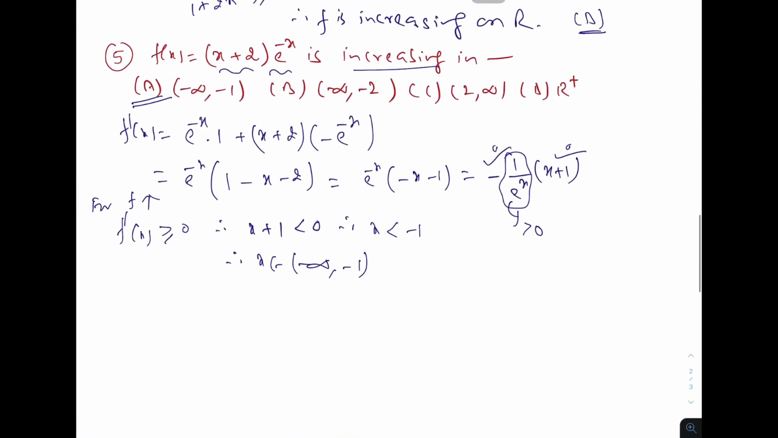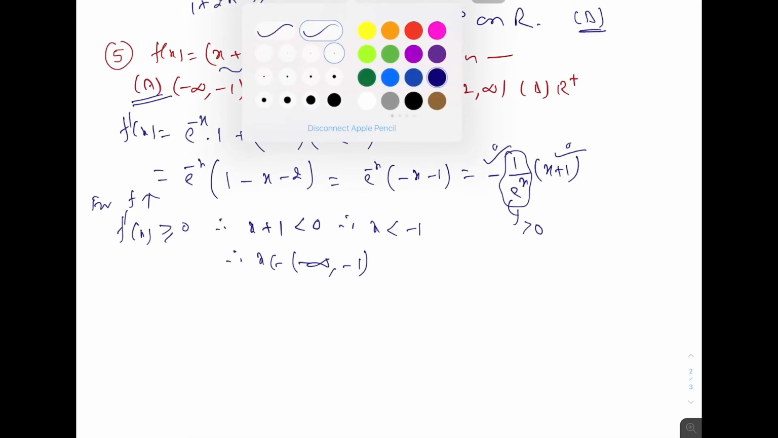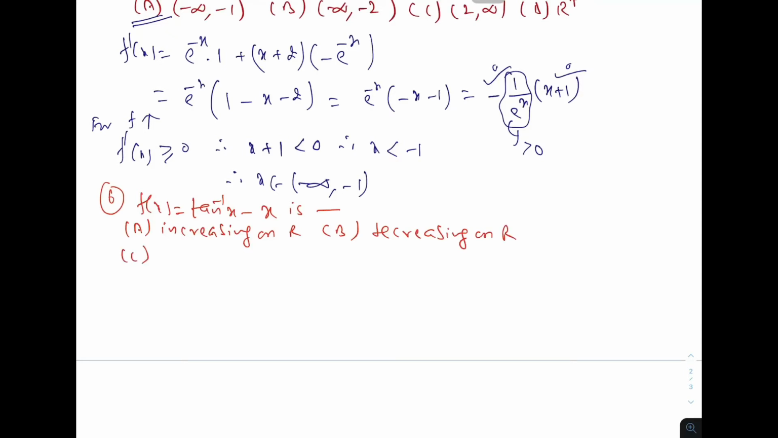Okay, let us take the next one. f x is equal to tan inverse x minus x is blank. Options are increasing on R, then decreasing on R, then increasing on R plus, that means positive real numbers, and increasing on negative real numbers, minus infinity to 0.